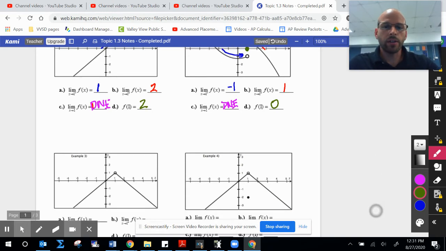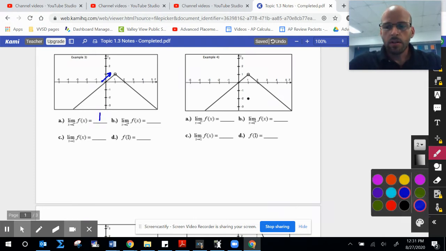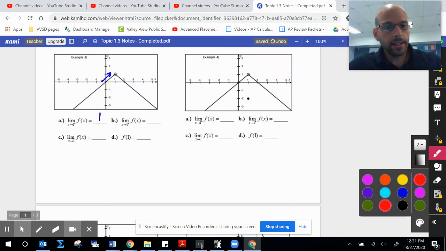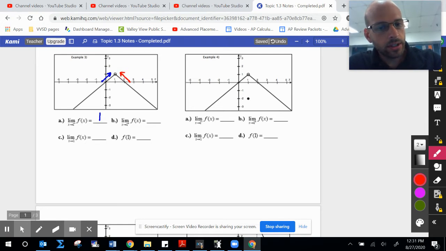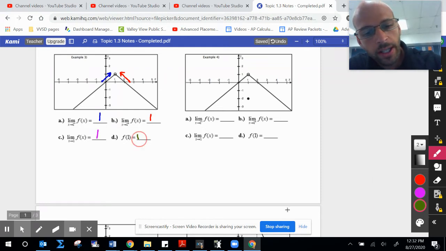Okay, so I get a y value of 0. So example 3, we're going to do the same idea. The left side goes to a y value of 1. The right side is going to also go to the y value of 1. Now, because both of those are equal, my two-sided limit will also be 1. And then for the last part, what is f of 1? Because that's an open circle, it is undefined at 1, so therefore that does not exist.